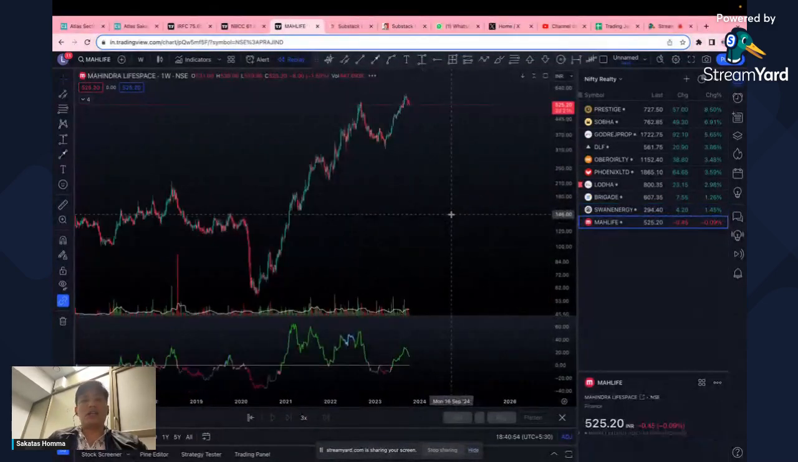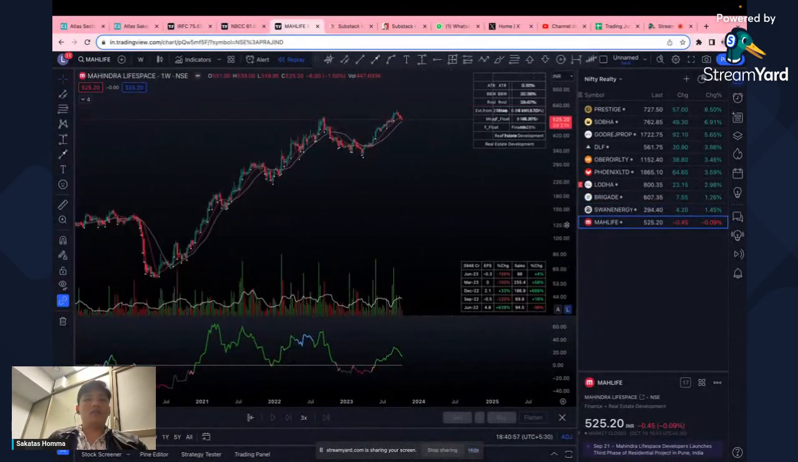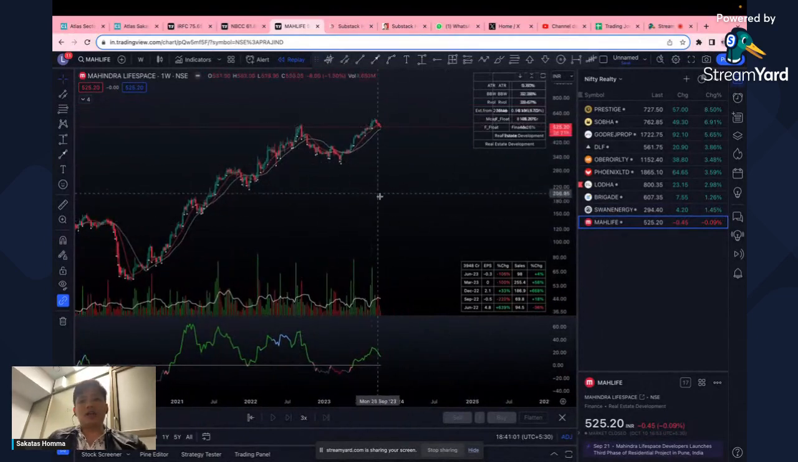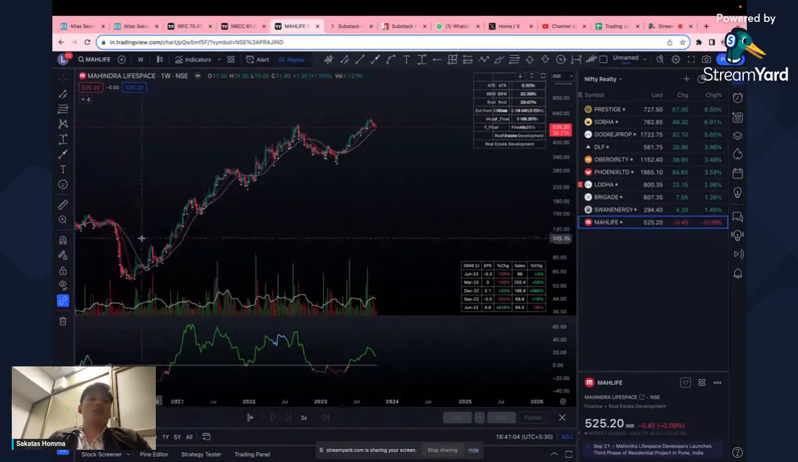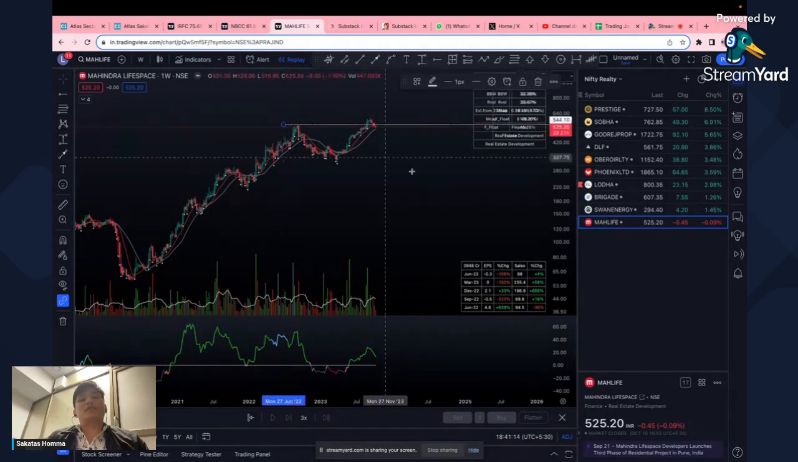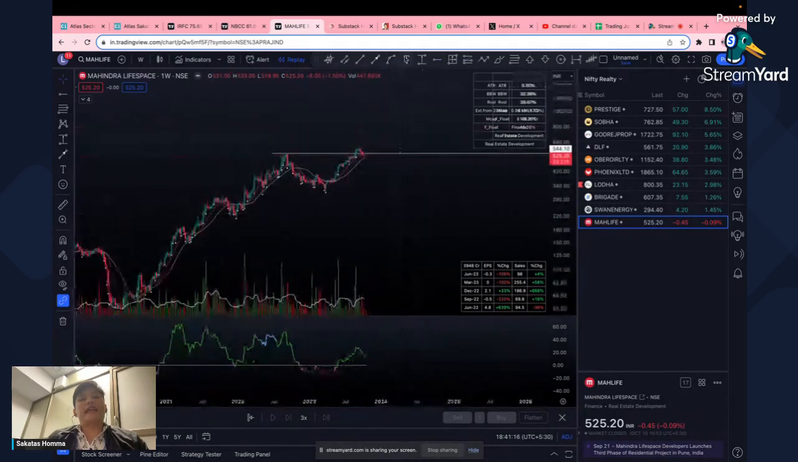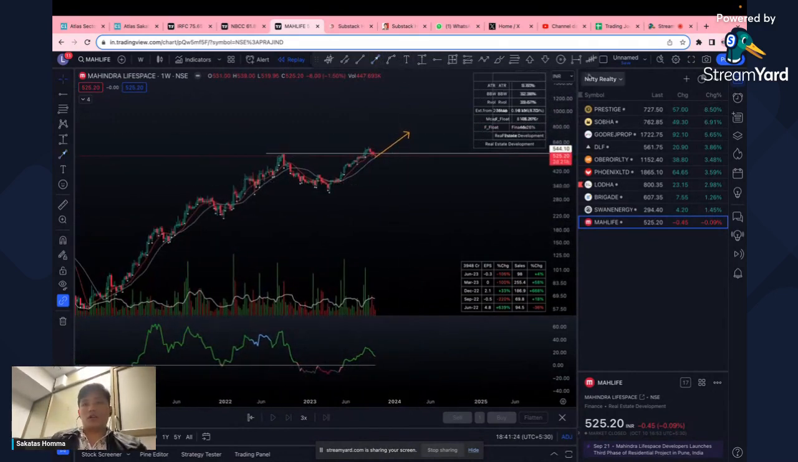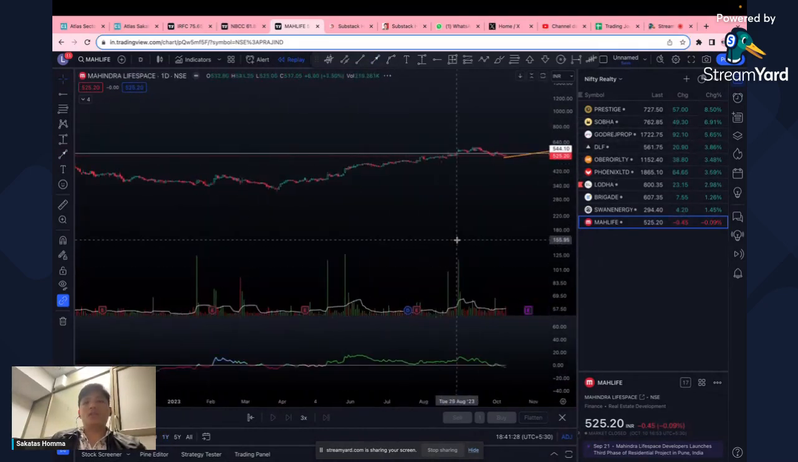And the last one is Mahindra Lifespace. You can see that although the chart is a little bit off, there is something in the chart which I do not like for now, but you can also see that this could be like a saucer or a cup and handle kind of structure, and one can expect that this might give us a reversal. Okay, so those are the 10 names, and let's now look at each of them on a daily time frame.